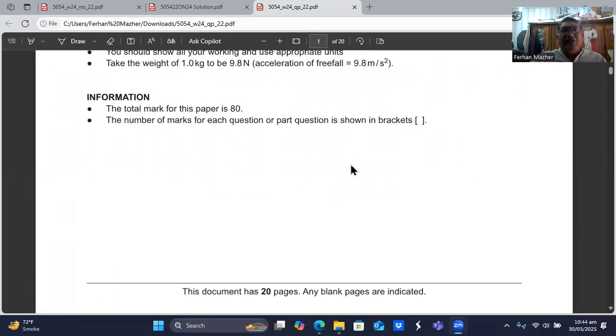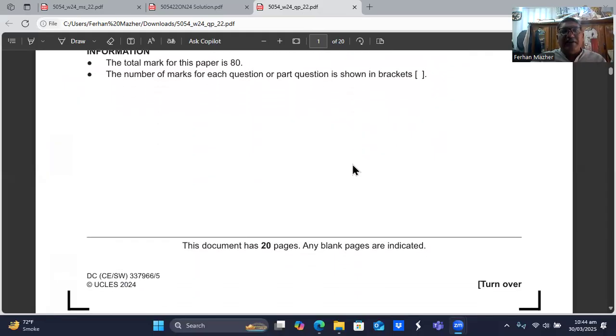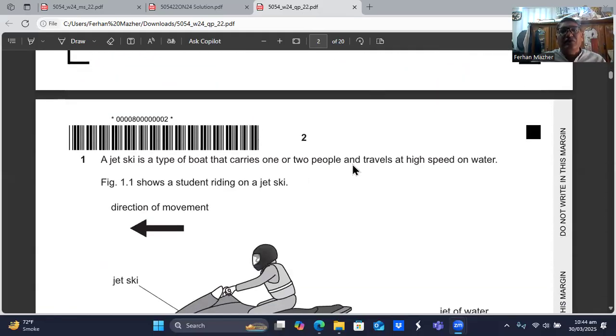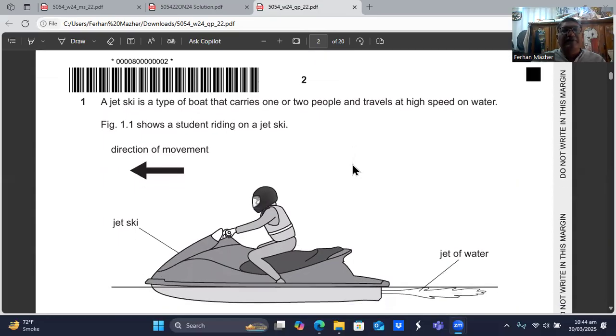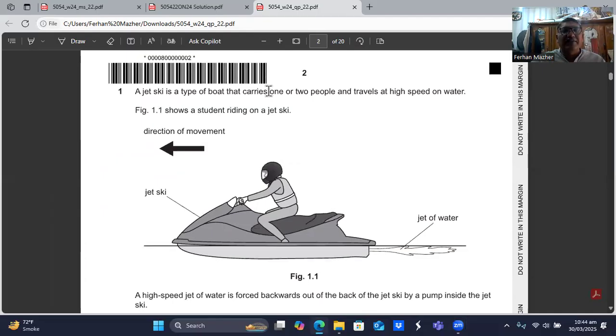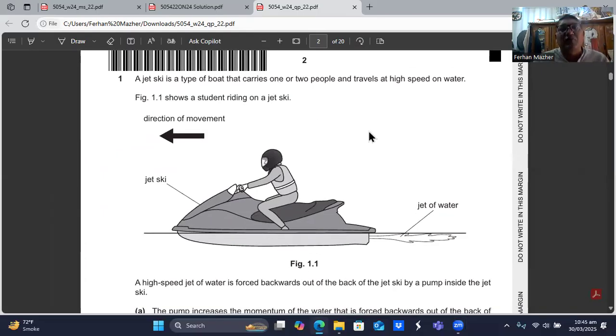In this paper, the value of g will be taken as 9.8 instead of 10, which we used to take in the previous papers. So here we have question number 1 showing up on your screen. It says, a jet ski is a type of boat that carries 1 or 2 people and travels at high speed on water. Figure 1.1 shows a student riding on a jet ski. Here you can see the jet ski. The jet of water is coming out this way, and the direction of movement is to the left.